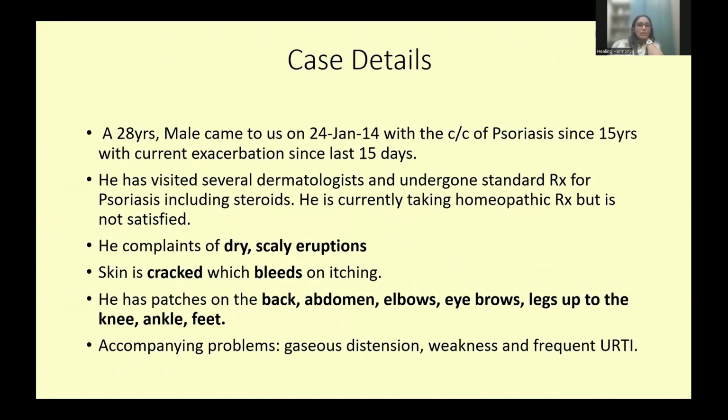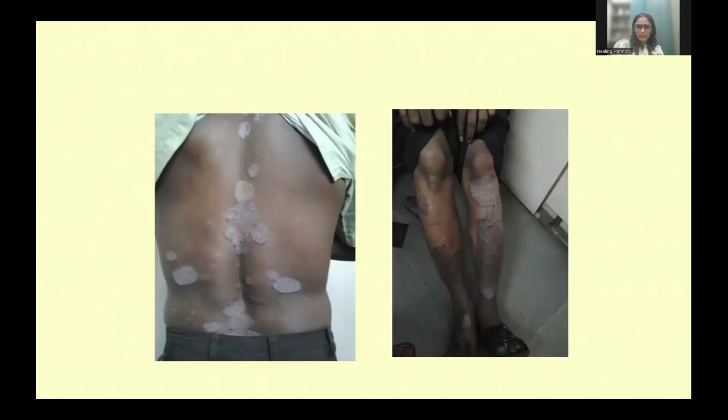The patient had psoriasis. He was a 28-year-old male, who came to me in 2014. Of course, for skin complaints, by the time they come to us, they've already taken a lot of treatment. We get some hints, some antenna somewhere should think about sulfur. Eruptions are dry, scaly, cracked, bleeding. The patches are everywhere: back, abdomen, elbows, eyebrows, legs, all the way up to the knee. Along with that, he has some other gaseous problems and things like that. This is how his skin looked.